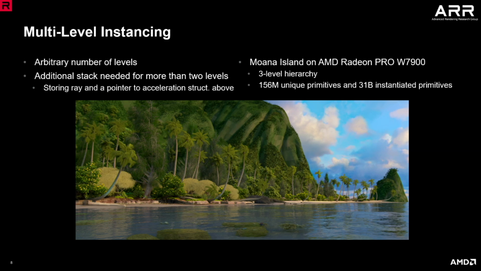And we also need to get the ray in that corresponding space. The advantage of this feature is that it can reduce memory consumption significantly. So, for example, we can render Moana Island on a single GPU in core, which is a huge scene with 156 million unique primitives and 31 billion instantiated primitives, and this is from the PBRT port.